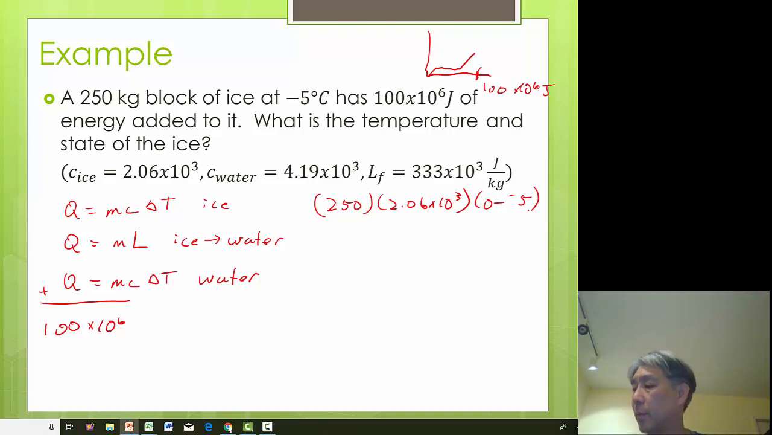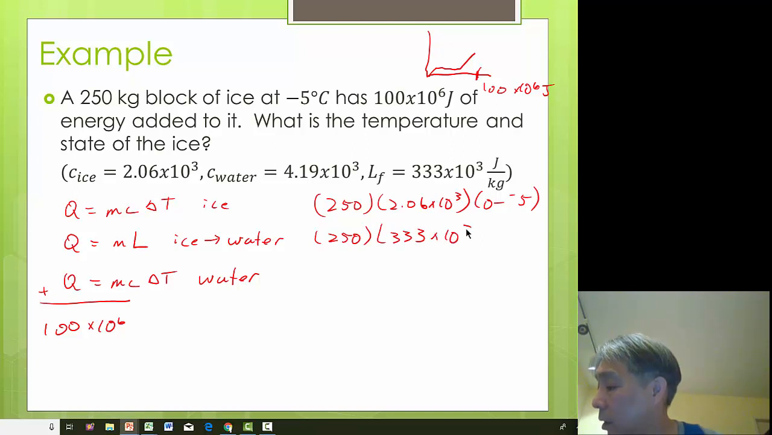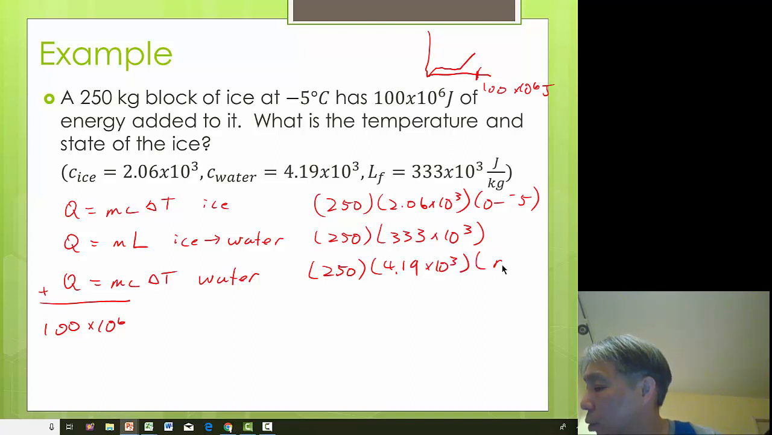Well, let's not plug that in. Over here I have 250. The latent heat is given as 333 times 10 to the third. And that's the heat needed to melt it. And since conservation of mass, I'm still going to have 250 kilograms of water. And my C for water is given as 4.19 times 10 to the third joules. And delta T is what I'm going to find, or T final minus T initial.